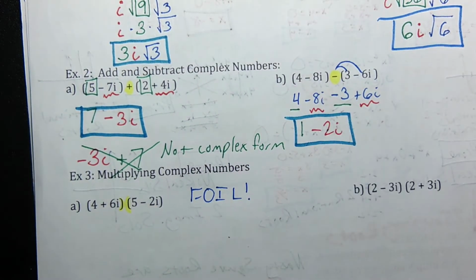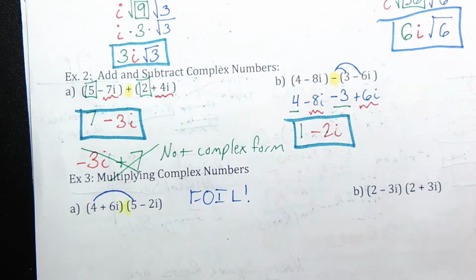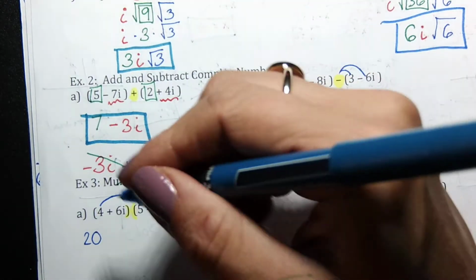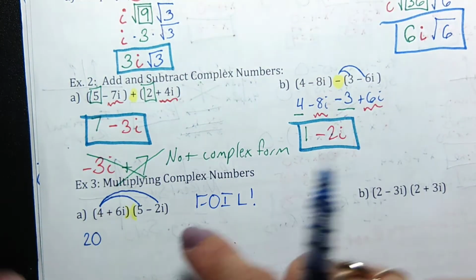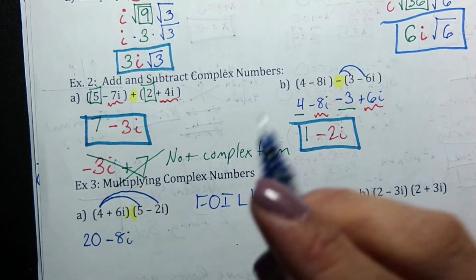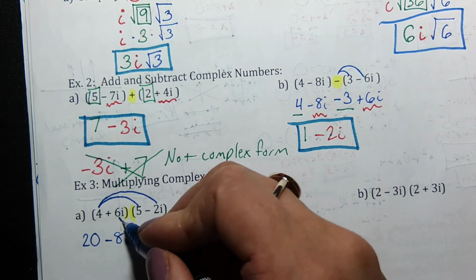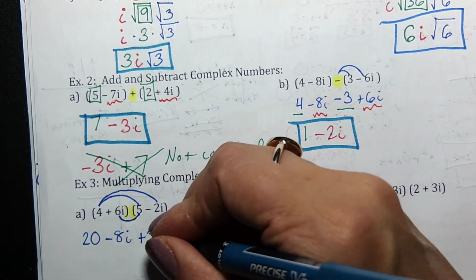So the same thing that we use to check our factoring work. The F part of FOIL stands for front times front, or first times first. So 4 times 5 is 20. Then outside terms, 4 times negative 2i is negative 8i. Be careful with your signs. The I stands for inside, so my innermost terms would be the 6i and the 5, which gives us 30i.